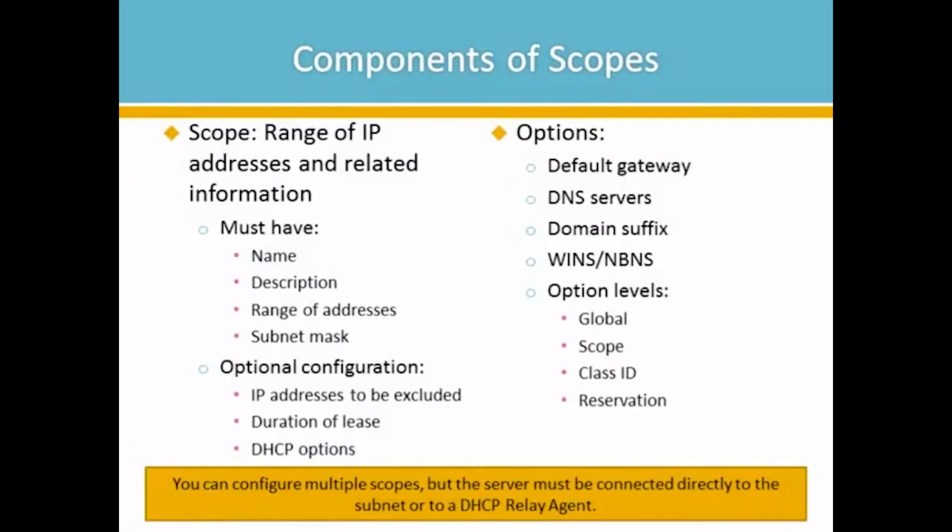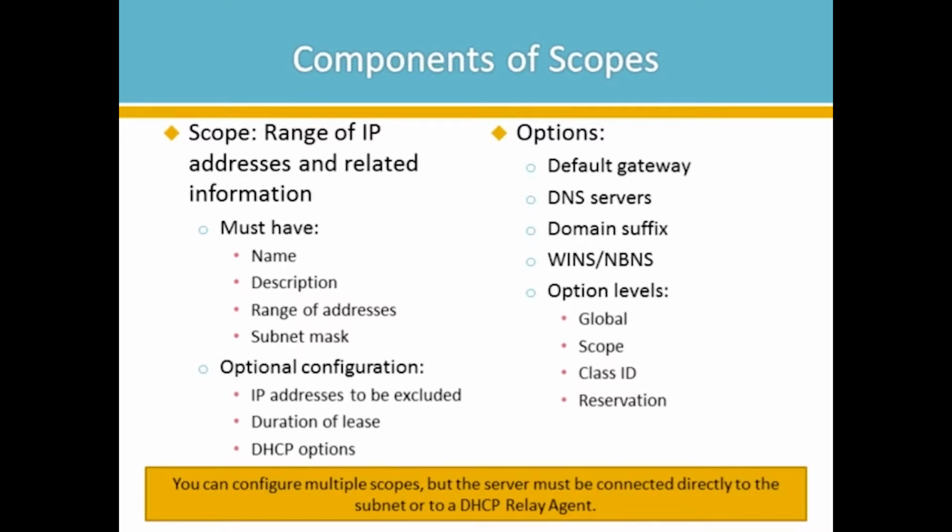Within DHCP, we have something called a scope. A scope is essentially a range of IP addresses and any of the related information. That related information can be optional, but some of it is required. You wouldn't give out an IP address without a subnet mask, for example. So IP address and subnet mask are your minimum, but we can have a default gateway or DNS servers or all sorts of other information depending on what you need.